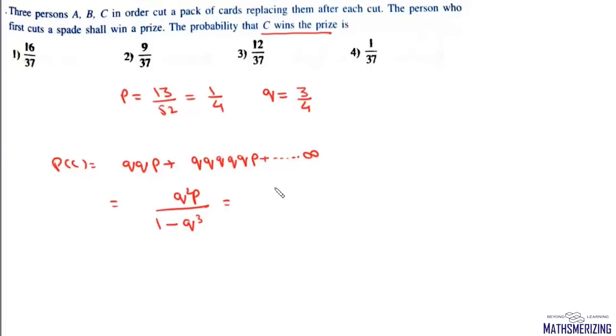Now q is 3 by 4, so it will be 9 by 16. p is 1 by 4, and here it is 1 minus q cube, which is 27 by 64. So this probability will be 9 upon 64 minus 27, and which is 9 by 37, and that's your option 2.